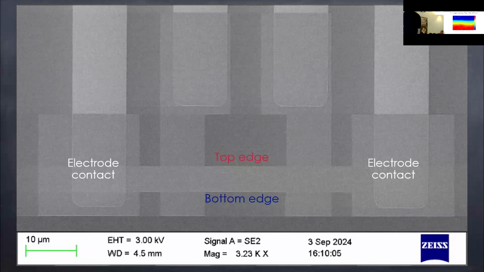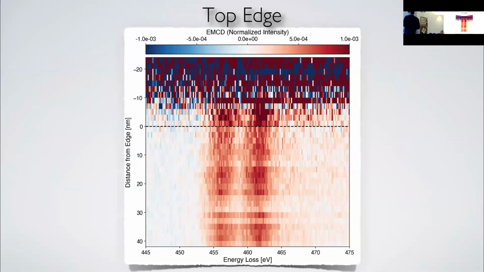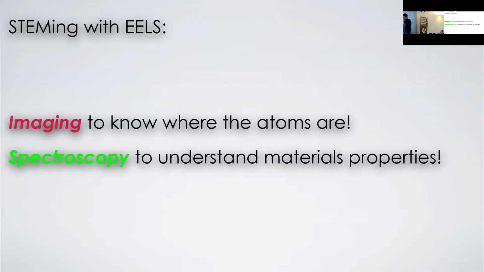Okay, so let me finish because people want to eat. What I showed you today is that we do imaging to find where atoms are, and we do spectroscopy to understand materials properties. We can measure thickness, chemical mapping, bonding, and I do believe you can do chiral, magnetic and orbital measurements. You can measure spin, and you will be able to measure superconductivity, gaps, phonons, and with that I will have to finish.